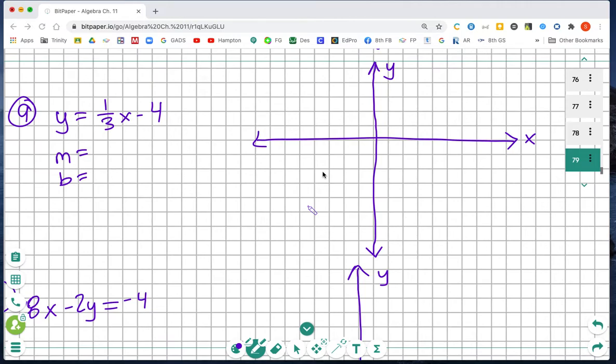The next one is also in slope-intercept form. I do need to add a line and change the sign, or keep, change, change. My starting point is 0, negative 4. My y-intercept is 0, negative 4. My slope is 1/3, so up 1, to the right 3. I'm going to find my starting point, 0, negative 4. I'm going to go up 1, to the right 3.